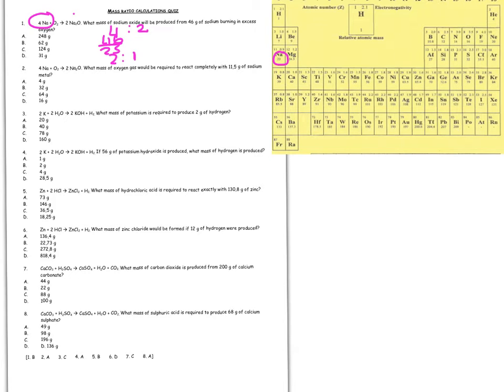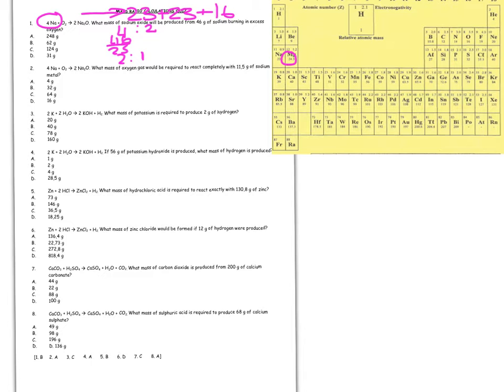If I now take a look at the molar masses of sodium oxide, I've got 23 plus 23 plus 16, so that's going to be 46 plus 16, which is going to be equal to 62. And then, because it's only 1 mole, I'm going to bring that 62 grams down, and I've got 62 grams as my answer.